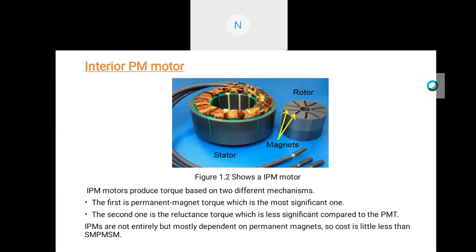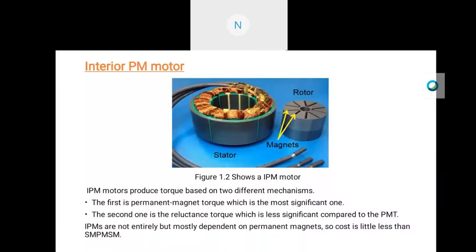And the second one is the reluctance torque. Because of some saliency, it provides some amount of reluctance torque also, but it is not quite significant. So here the amount of magnet used is a little bit reduced compared to the surface mounted motor. So its cost is a little bit less, but it is still an expensive motor. It also provides a low RPM, or speed, range.